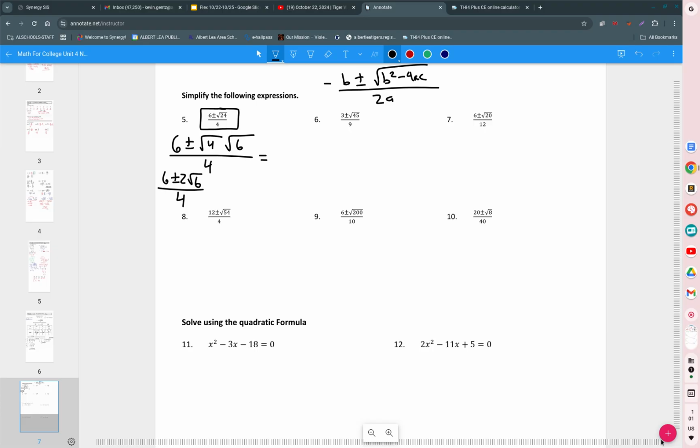This is not simplified because there are a total of 3 terms, 2 in the top and 1 in the bottom. 6, 4, and 2 are all divisible by what number? 2. Divide them all and you get 3 plus or minus 1 root of 6 all over 2. And that is your answer.